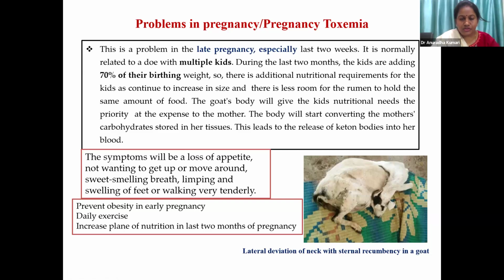A mother at the later stage of pregnancy who is suffering from pregnancy toxemia has a loss of appetite, not wanting to move up and around. In the case of pregnancy toxemia, maximum losses of kids occur because of lack of appropriate care by the mother after kidding. So preventive measures like regular exercise of the mother and important consideration for the nutrition of the advanced pregnant animal are important to prevent pregnancy toxemia in the later stages of gestation.